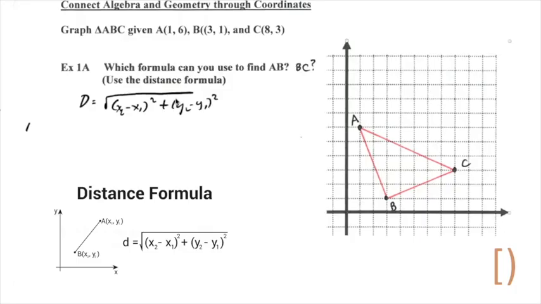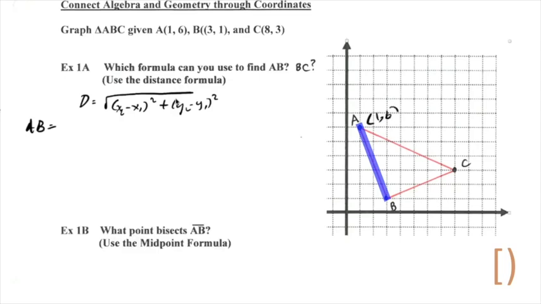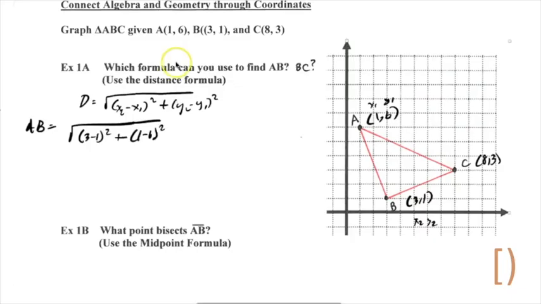If we're going to do AB, our point A is (1, 6), B is (3, 1), and C is (8, 3). Let's substitute it in. This is x1, y1, x2, y2. So I'm going to do (3 minus 1) squared plus (1 minus 6) squared, based on the way I have it written. 3 minus 1 is 2 squared. 1 minus 6 is negative 5 squared.